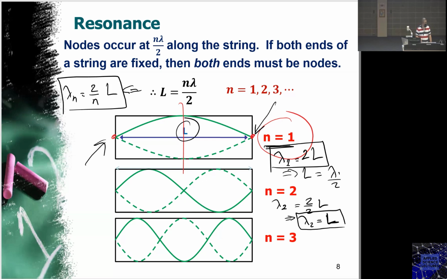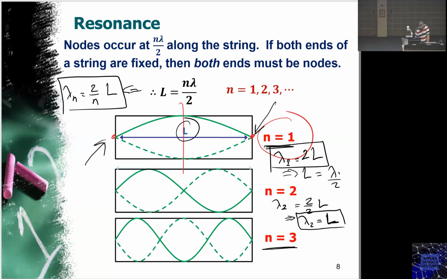Notice that the wavelength for the second harmonic is half the wavelength of the fundamental frequency. The frequency would be doubled.